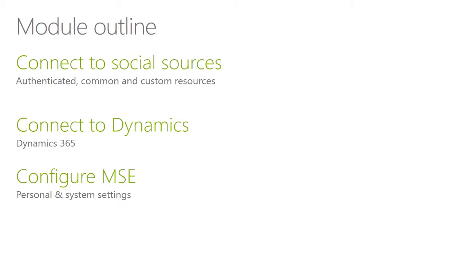For our outline for this module, we'll go through discussing the different connections available to our social sources. They fit into 3 common buckets. Then we'll talk through and do a demonstration of connecting to our Dynamics 365 organization. And then finally, we'll discuss some of the common configuration items that we use in social engagement.